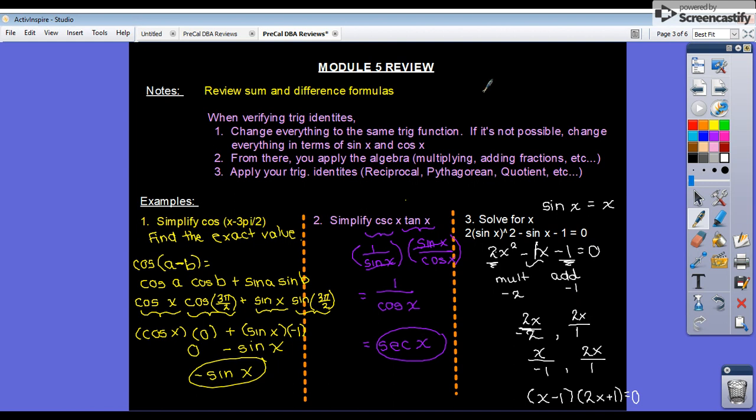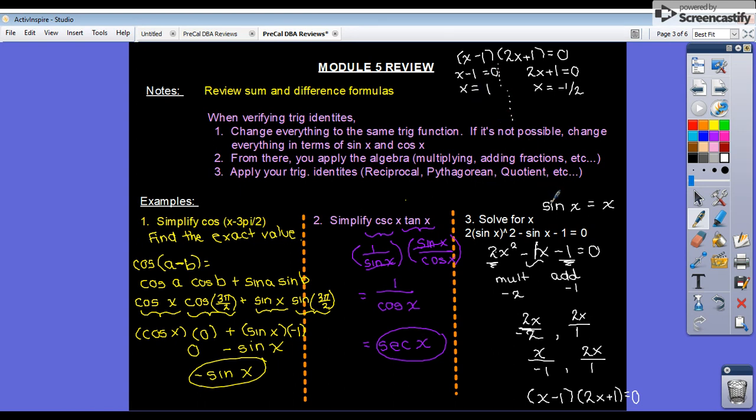So I'm out of room, so I'm going to move it all the way up here instead. So from that last line, x minus 1 times 2x plus 1 equals 0. If I set each one of these parentheses equal to 0 and solve for x, I'll get x equals 1. And for the second parentheses, if I set it equal to 0 and solve for x, I'll get x equals negative 1/2.